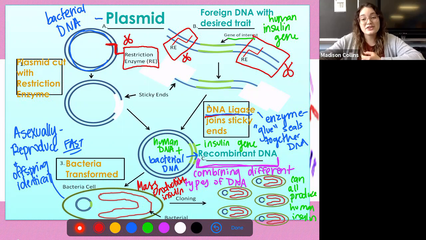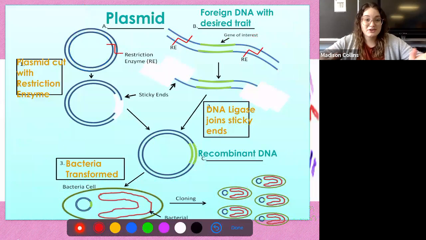So we cut out the human gene that codes for insulin. We place it into a bacterial plasmid. We then put that plasmid back into the bacteria. It starts reproducing, and all of its offspring can now produce insulin. So then scientists can bottle it up and sell it to anyone who needs it, right?